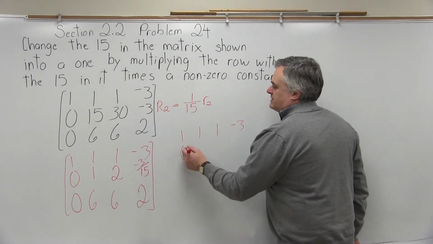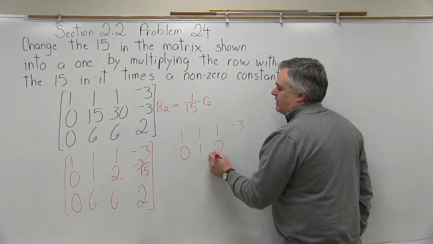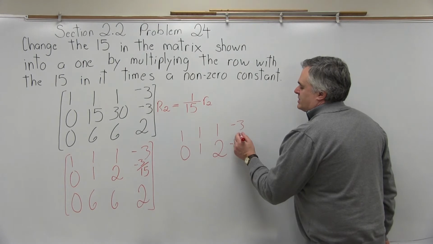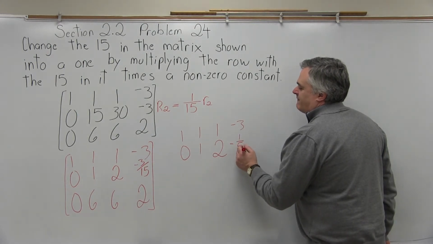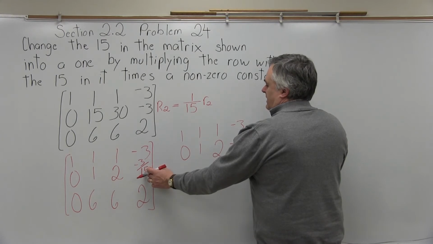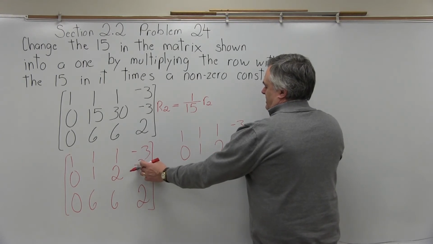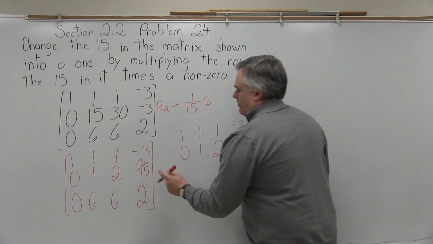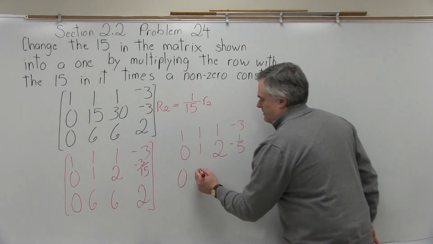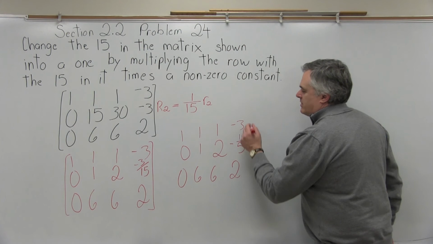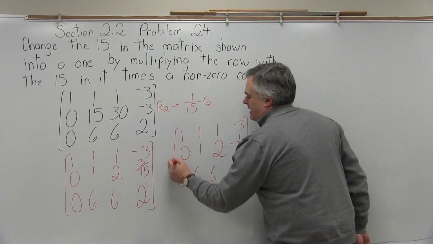The middle row 0, 1, 2, but this last position of the middle row, I'm going to change it to negative 1/5. Again, 3 divides into 3 once, 3 divides into 15 5 times, and because the fraction was initially negative, my reduced version is also negative. The bottom row can stay the way it is, 0, 6, 6, 2, and now I'm done.